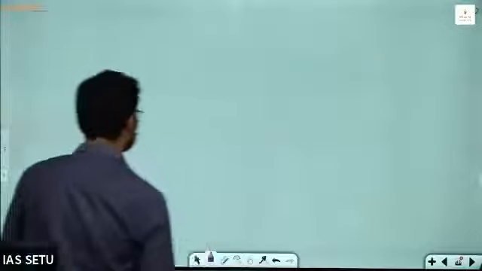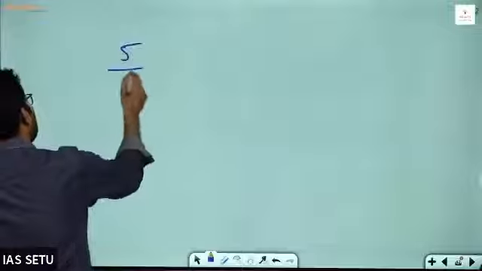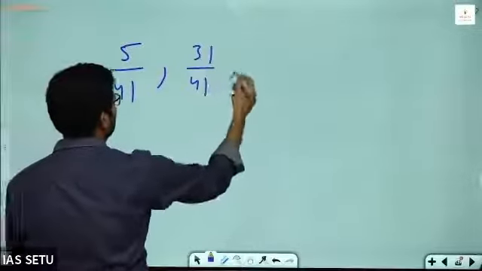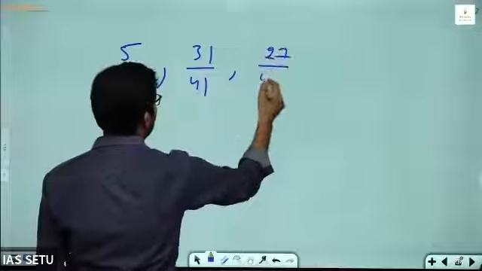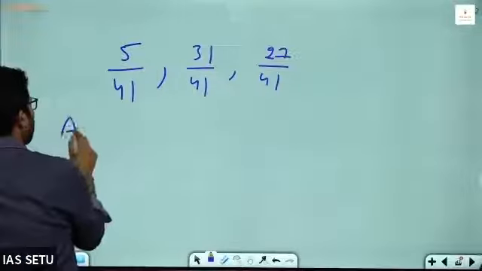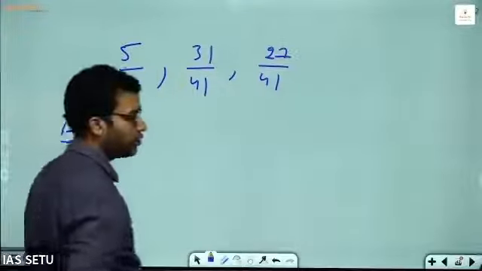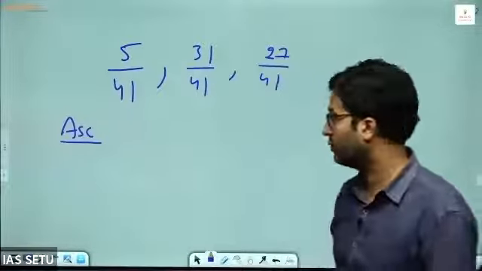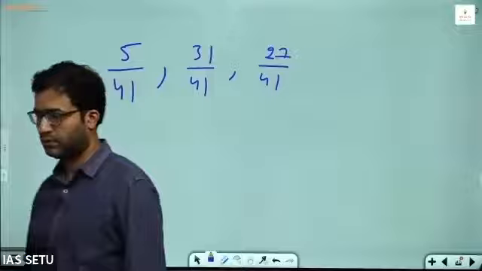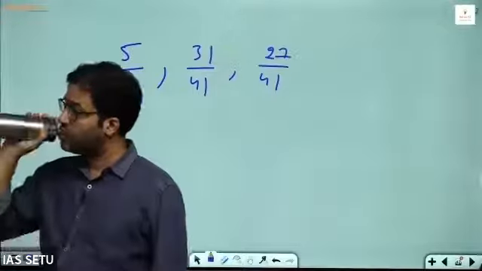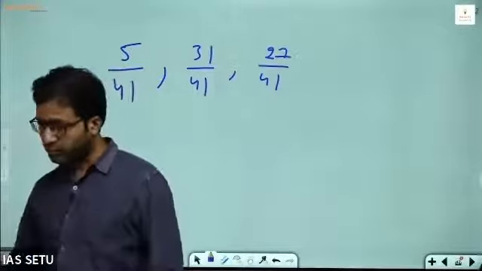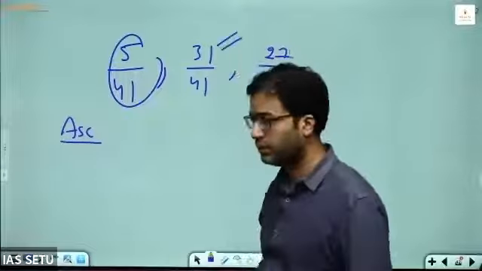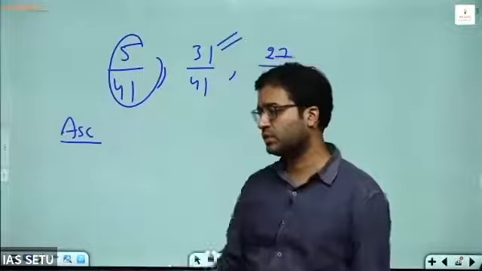Now I ask you a question. 5 by 41, 31 by 41, 27 by 41. Arrange these three fractions in ascending order. This is the smallest, this is the largest. Yes, A, C, B. Yes, all of you are correct.